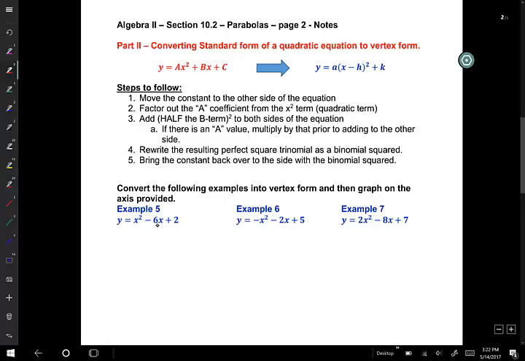Then we're going to take half of this middle term, 6, square it, and add it to both sides of the equation. If there's an a value like there is on number 6 or number 7, we're going to multiply that other side of the equation by that number, so we balance the equation. We're going to rewrite it then, that perfect square trinomial, as a binomial squared, as that (x minus h), and then we're going to bring the constant back over to write it in vertex form as we finish.